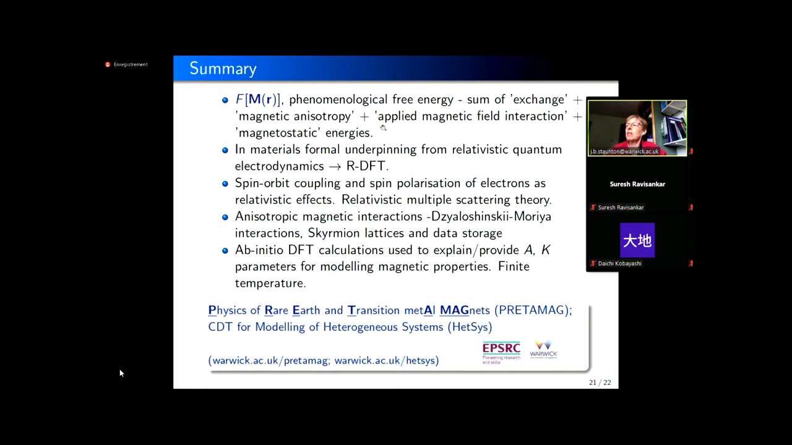And formally, if you want to get at this ab initio, then we'd start from a relativistic density functional prescription. This contains all the spin-orbit coupling and spin polarization of electrons naturally. And then what I've outlined is the formalism for implementing this density functional part, at least solving the single electron part with the relativistic multiple scattering theory.